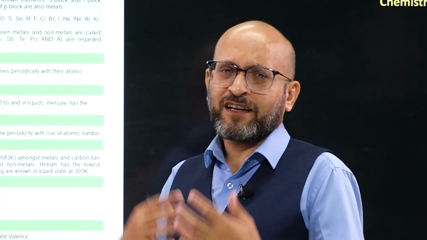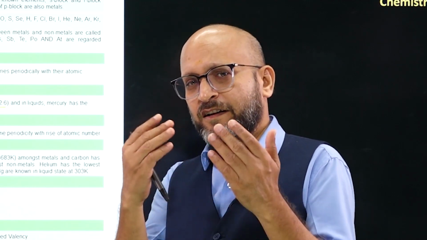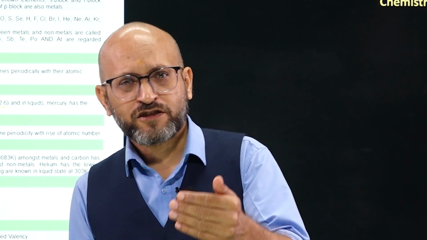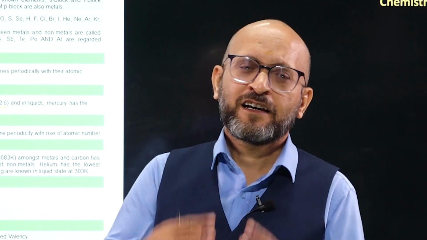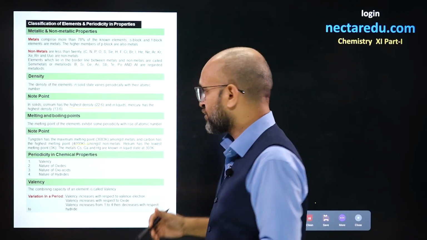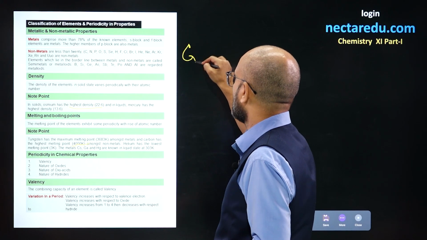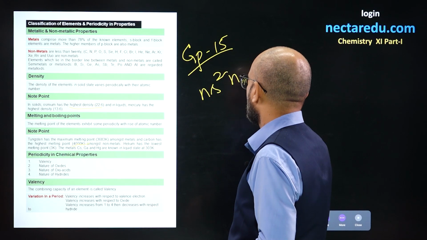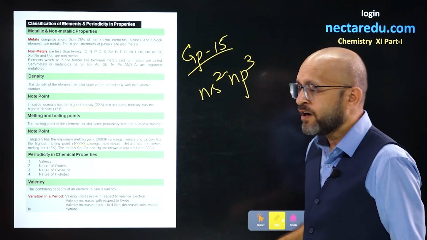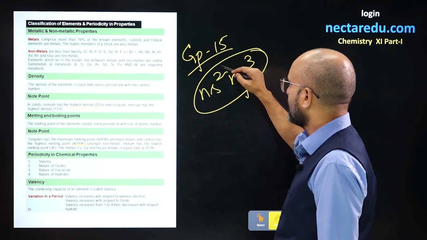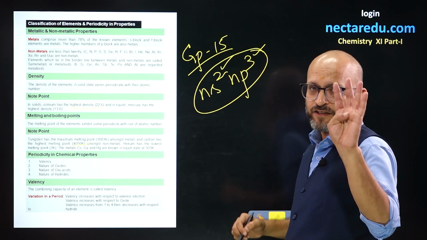Some other chemical properties are like valency. Valency depends on which group the element is. Valency is decided by the electrons present in the outermost shell. As if we say for group 15, the general configuration is ns2 np3. So if all the electrons are lost, how many electrons are there? 2 plus 3. So total electrons are 5.